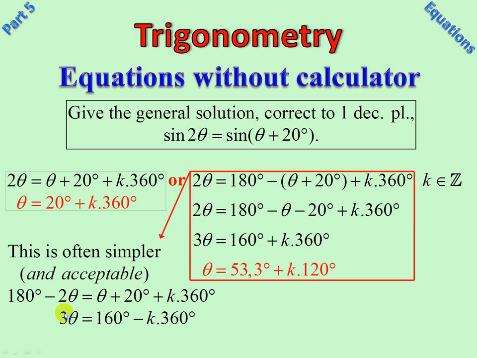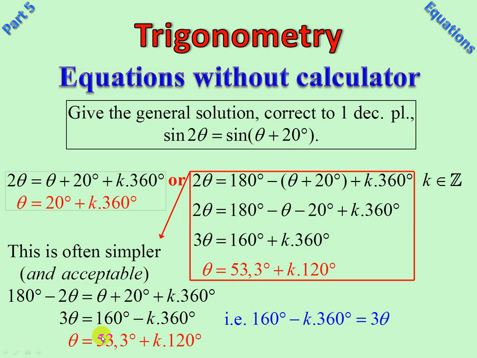How did I get that? Well, I moved 2 theta to that side to get 3 theta. I moved to there, giving you minus 20 to give 160. I moved K360 across, giving me minus K360. And I wrote the equation the other way around. Which means, see there we are, that we have 53,3 degrees plus K120.